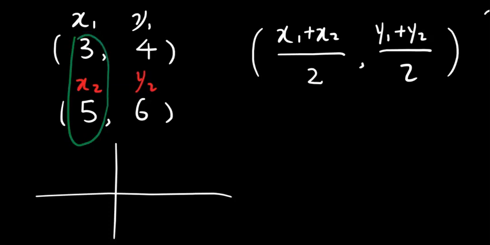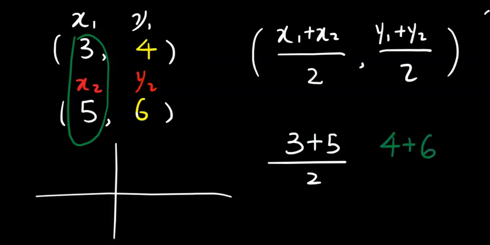Let's do this. So the x-coordinate of your midpoint is 3 plus 5 divided by 2. We're going to add these 2 guys and divide by 2. So 4 plus 6 divided by 2. Don't forget you have a little comma here, okay? You have punctuation here, okay? All right. So 3 plus 5 divided by 2, that's 8. 8 divided by 2, that is 4. And 4 plus 6 is 10. 10 divided by 2, that is 5.